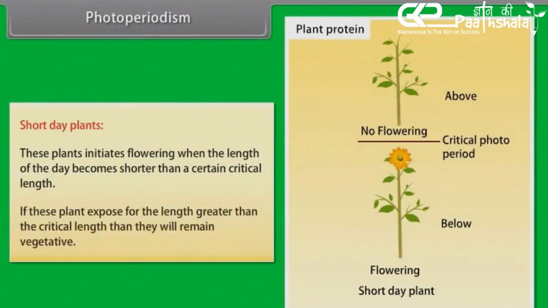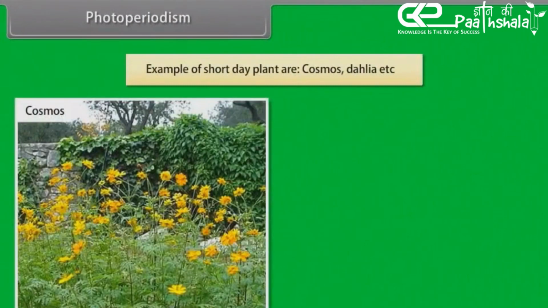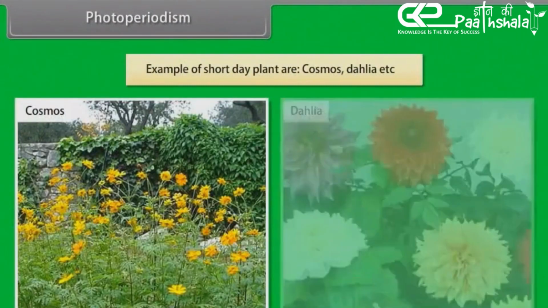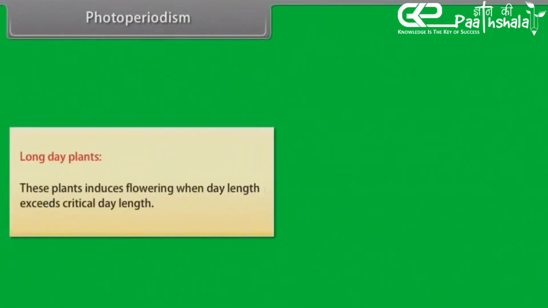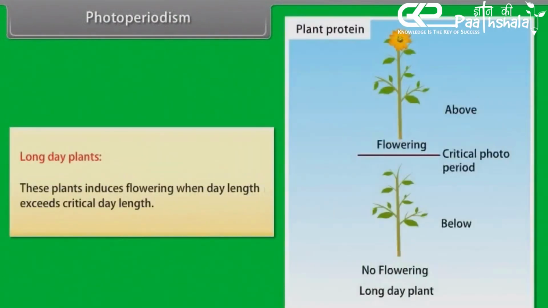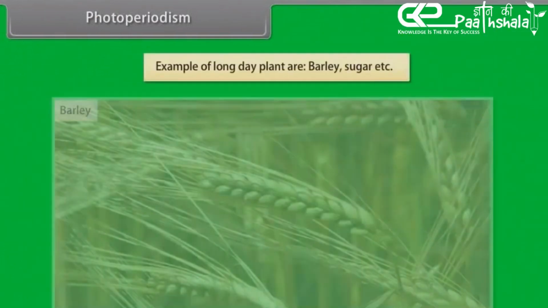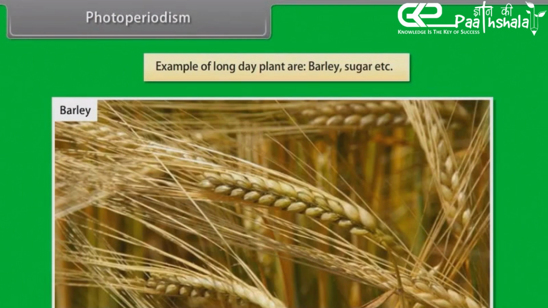If these plants are exposed for a length greater than the critical length, then they will remain vegetative. Examples of short day plants are Cosmos, Dahlia, etc. Long day plants. These plants induce flowering when day length exceeds critical day length. Examples of long day plants are barley, sugar beet, etc.